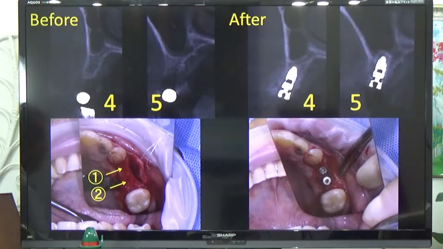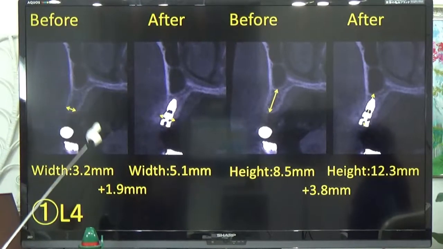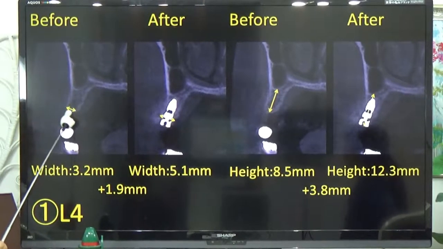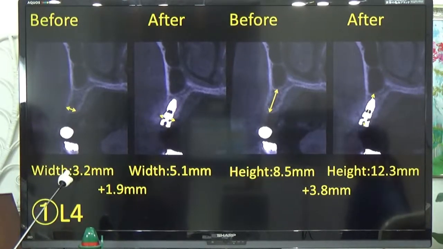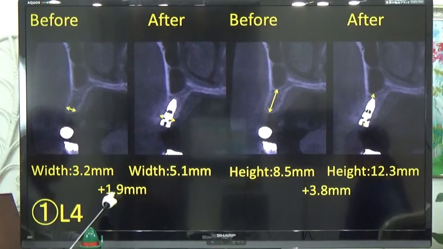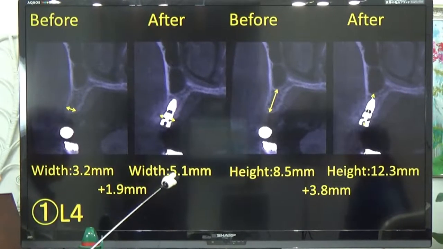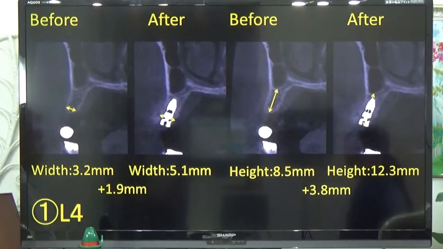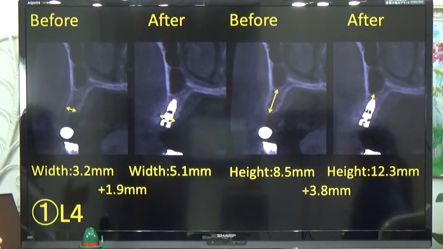This is the cross-section of 4. It is before 4. Look at this. This is the width. The bone width was 3.2 mm and increased by 1.9 mm. This is 4 after the operation. Look at this. The bone increased by 1.9 mm, and as a result it is 5.1 mm. The same place.